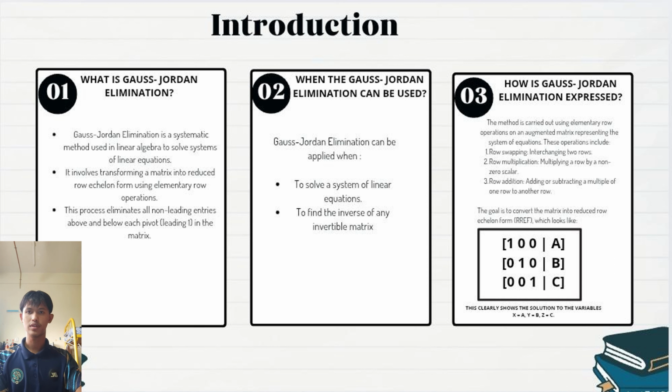The goal is to convert the matrix into reduced row echelon form, which is RREF, which looks like this example. As you can see, the entries above and below each leading one are equal to 0. So we can conclude that this clearly shows the solution to the variables: x equals a, y equals b, and z equals c.